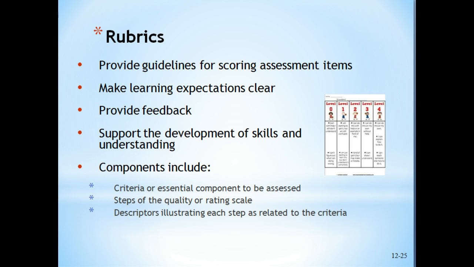And the components or the levels include criteria that are essential to be assessed, steps of the quality or rating scale, and the descriptors illustrating each step as related to the criteria. So rubrics are usually formatted in a table with performance levels, somewhere between 3 and 5 levels, and then there are descriptions written underneath each of the performance levels for each of the critical skills or the gameplay aspects or whatever it is that you are assessing in that particular rubric.